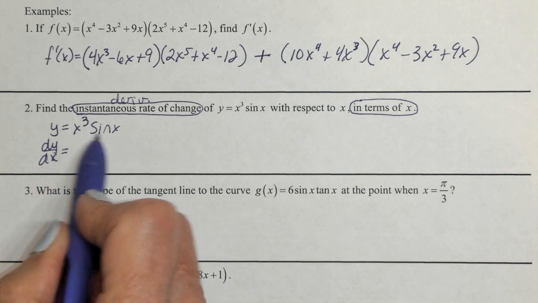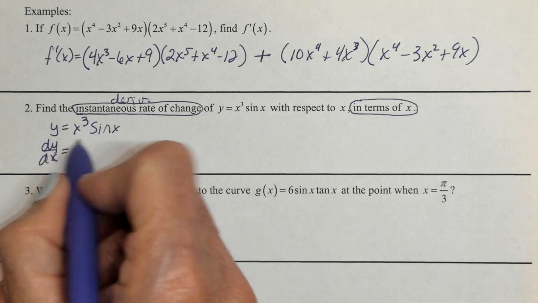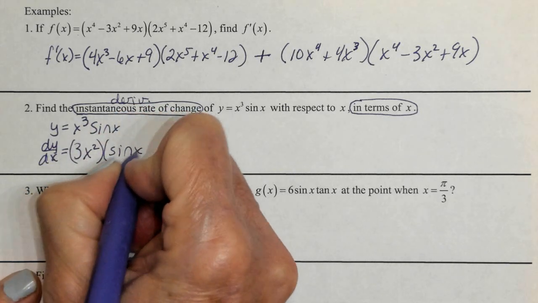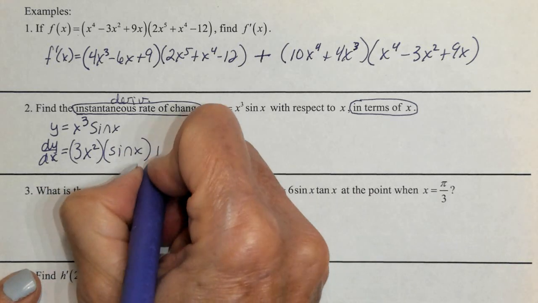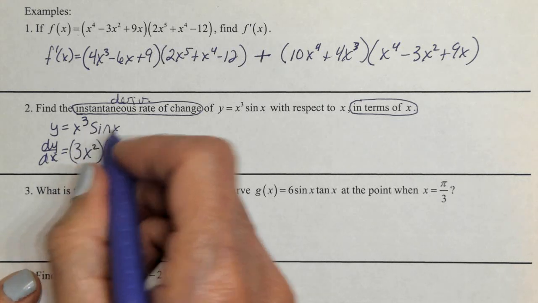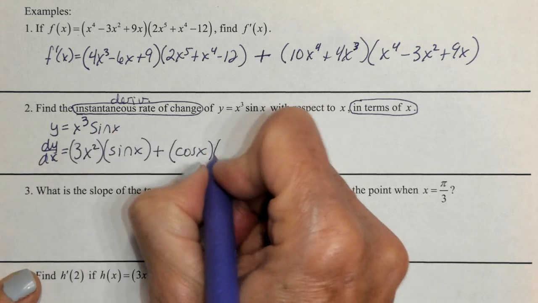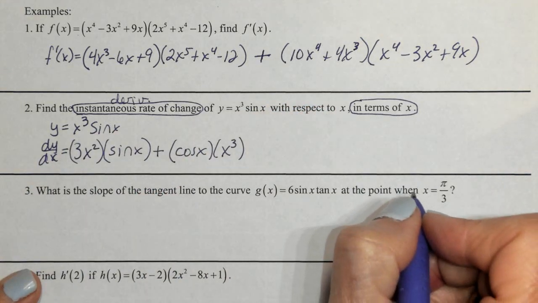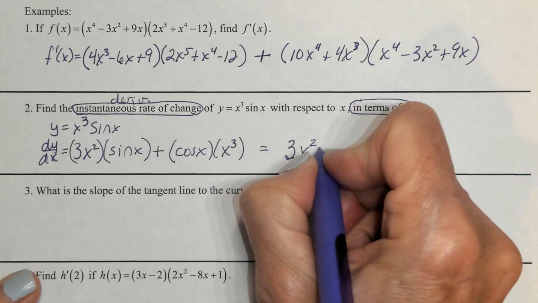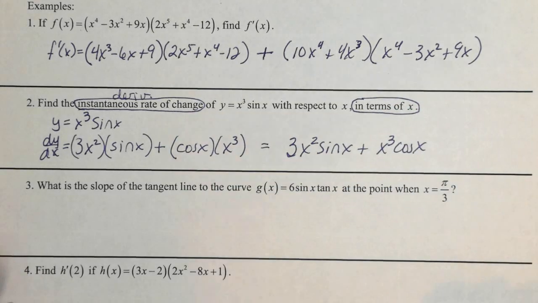I have the product of two functions, so I'm going to use the product rule to get the derivative. The derivative of the first term is 3x squared, multiply by the second function left alone, plus for product rule. Now we need the derivative of the second term, which is cosine x, times the x cubed left alone. So this would be a safe stop spot. As a multiple choice question, they would write that as 3x squared sine x plus x cubed cosine x.